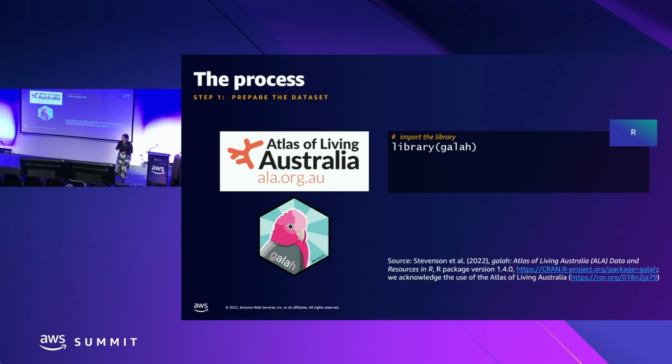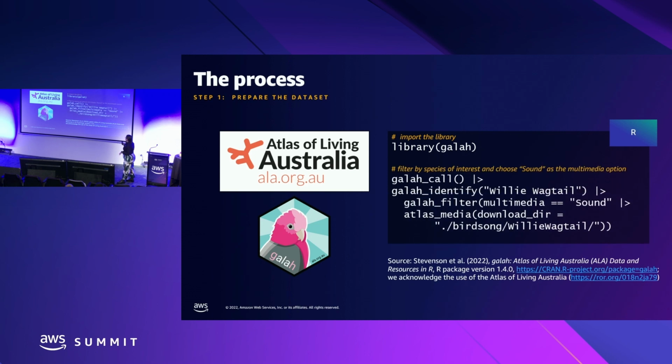So here we've got a bit of R code, and we'll be taking you through how you can download some audio files of interest. Here you use the Galah call API, and then with the Galah identifier, you can say what species you're interested in. In this case, we're downloading some willy wagtail data. We can then filter for what we want from the data. We wanted just the audio files, so we downloaded all the sound multimedia of the willy wagtail.